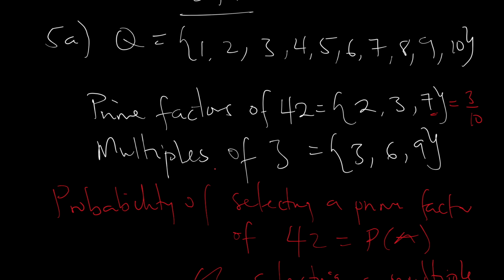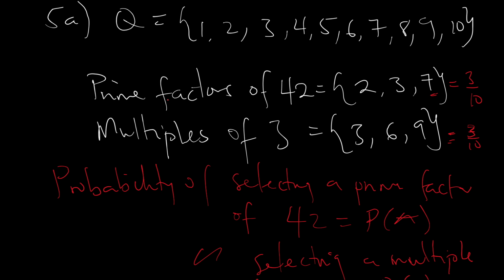Now when we are picking a multiple of 3, we can either pick 3 or 6 or 9. So here too there are 3 events of picking a multiple of 3. So our probability of picking a multiple of 3 is also 3 over 10. Now 10 is our total sample because we have 10 values in our Q.